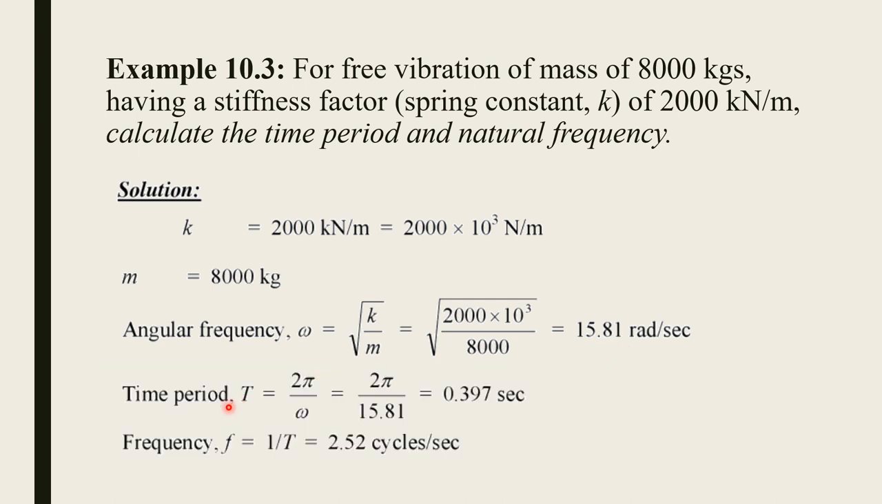Now for the time period, 2 pi over omega. You can write the full equation or you can write it step by step. 2 pi over 15.81, the time period is 0.397 second. The frequency will be 1 over T, that is 2.52 cycles per second.